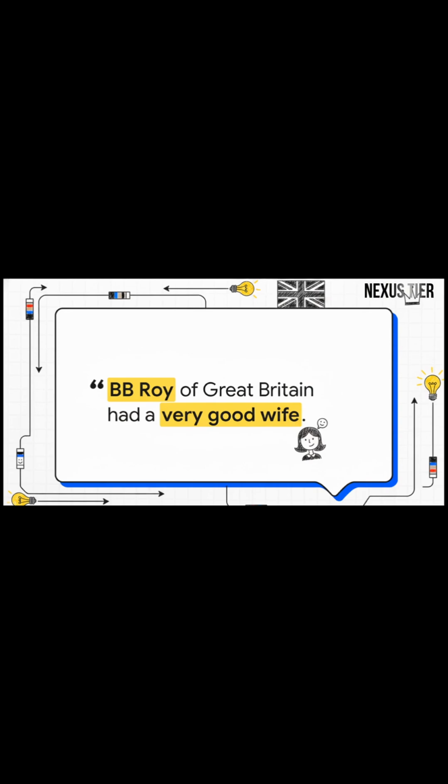But how do you actually know their value just by looking at them? Well, to figure it out, generations of physics students have relied on this classic, kind of funny mnemonic device. B.B. Roy of Great Britain had a very good wife. Here's how it works. This sentence basically decodes the tiny colored bands painted on a resistor into exact mathematical values. The first B stands for black, which is 0. The next B is brown for 1. R is red for 2, and so on.